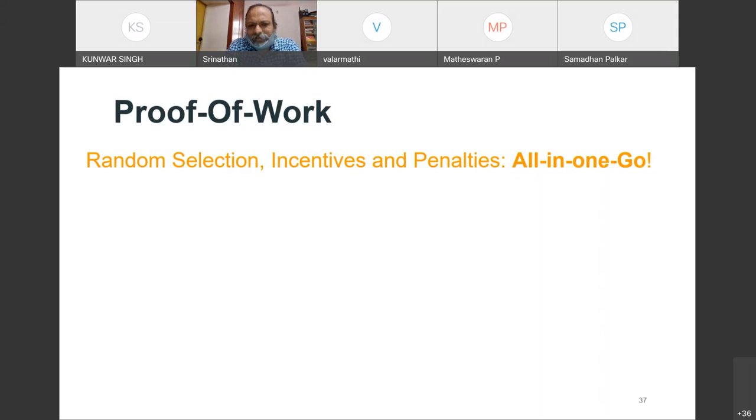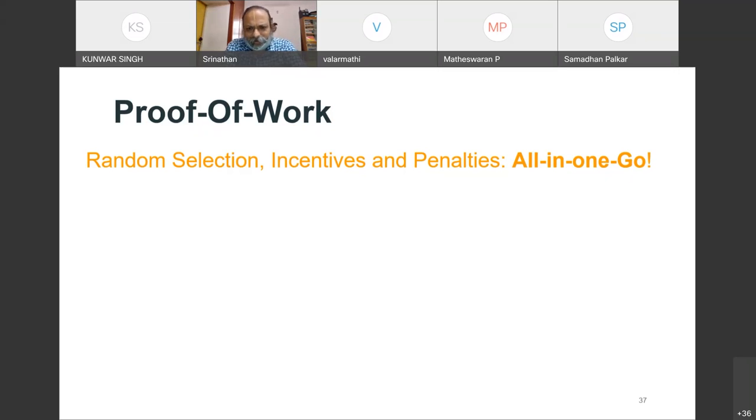So I would have run a random selection protocol. I could have said the incentivization protocol and the penalty protocol. So I would have done that also. There are coins which do that also. But the pleasingness in the solution also arises in Bitcoin from the way you get these three things done with something called proof of work.